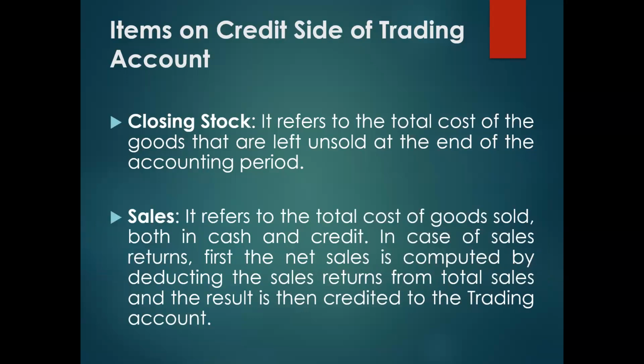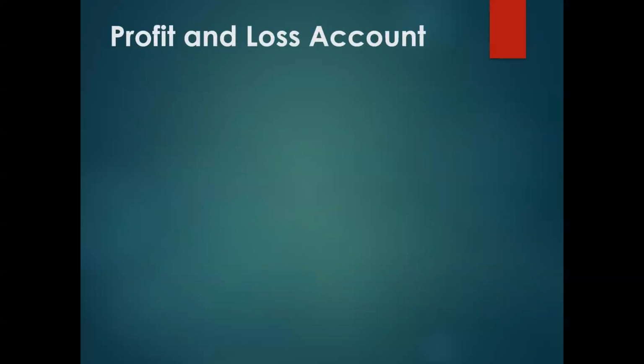And then sales, that is the total value of goods sold. It can be cash sales or credit sales, whatever it may be. That is mentioned on the credit column. And now we are going to see the profit and loss account.